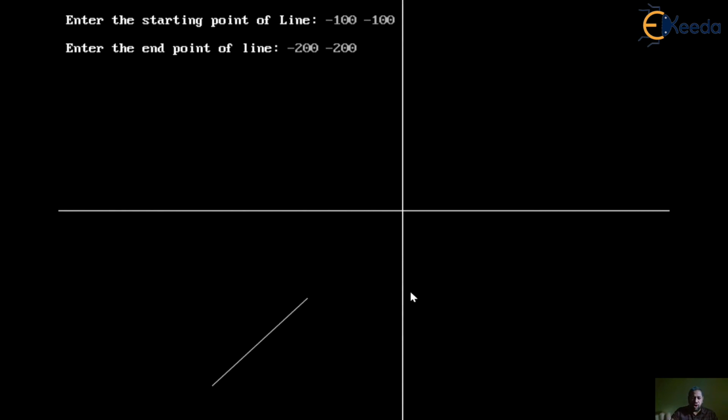Now let us draw into the fourth quadrant. In the fourth quadrant, what is going to happen? The x value is positive, but the y value is negative. So let us look at the output of this. I just press Control F9. Enter the starting point of the line. The x value is positive, so it is 100. The y value is negative, minus 100 to minus 200.